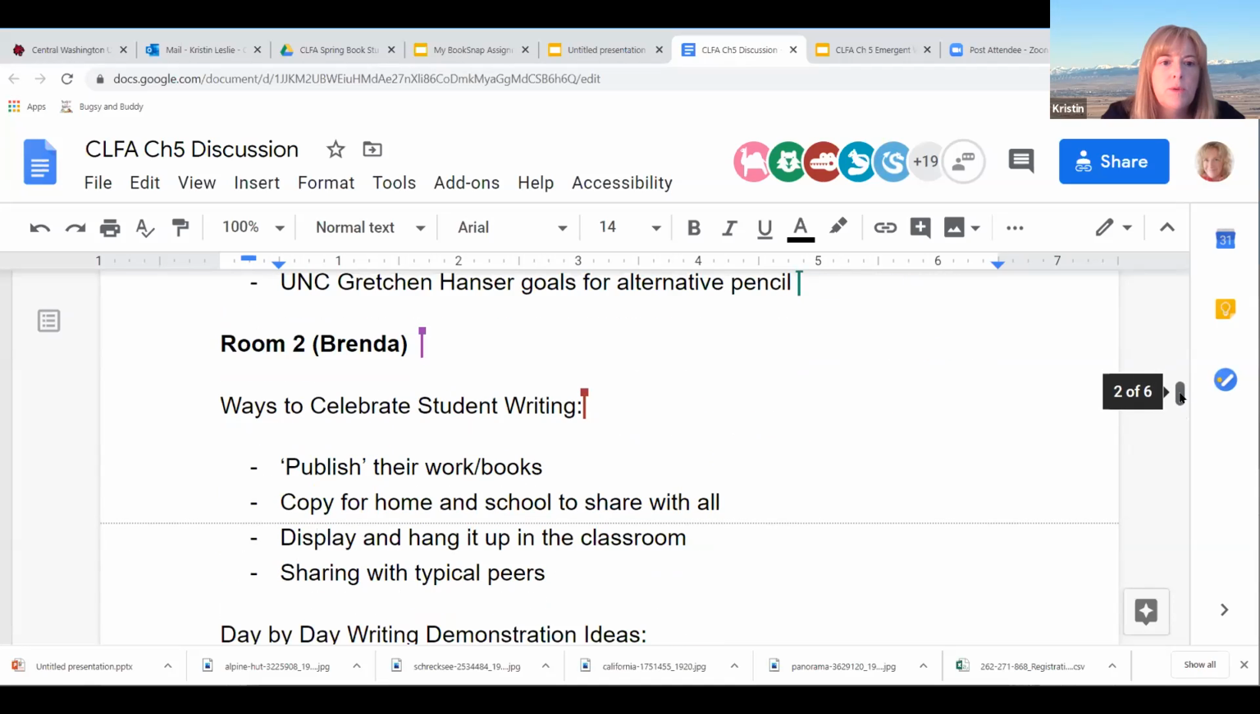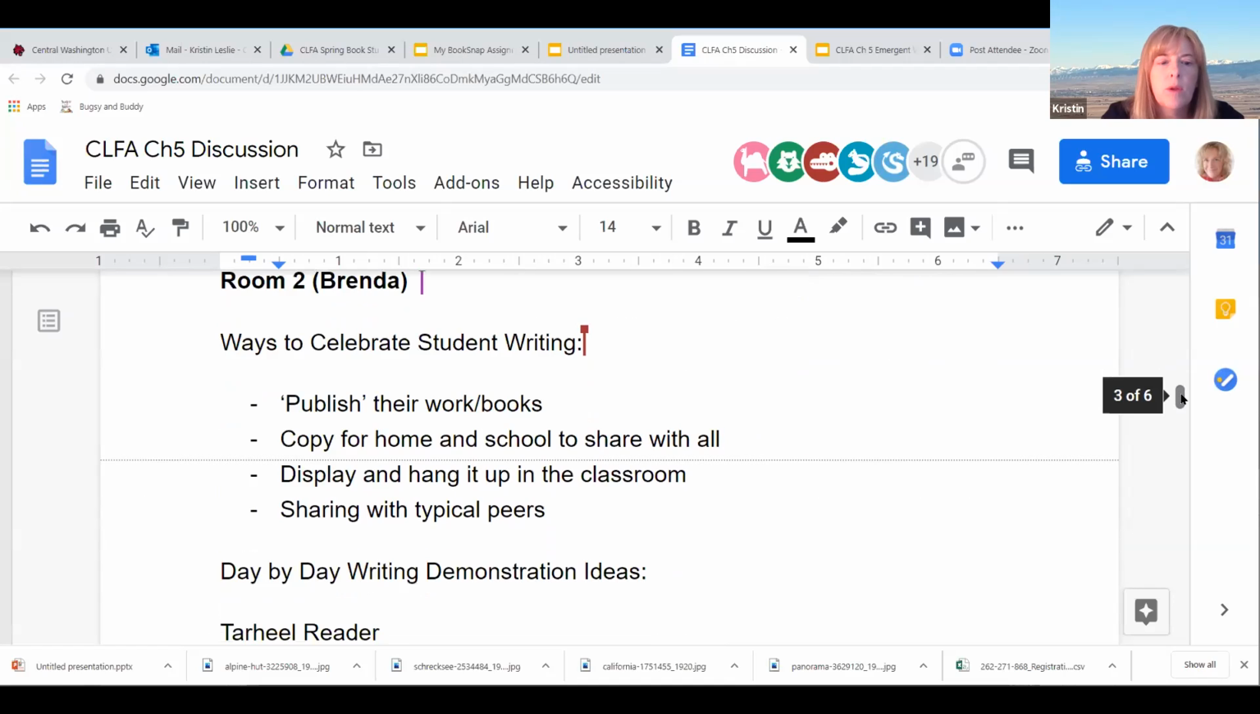Okay, so group 2. All right, that was me, and we had some of the same ideas, so I'm not going to repeat too much. Let's see, maybe I need to be in here. I don't know.